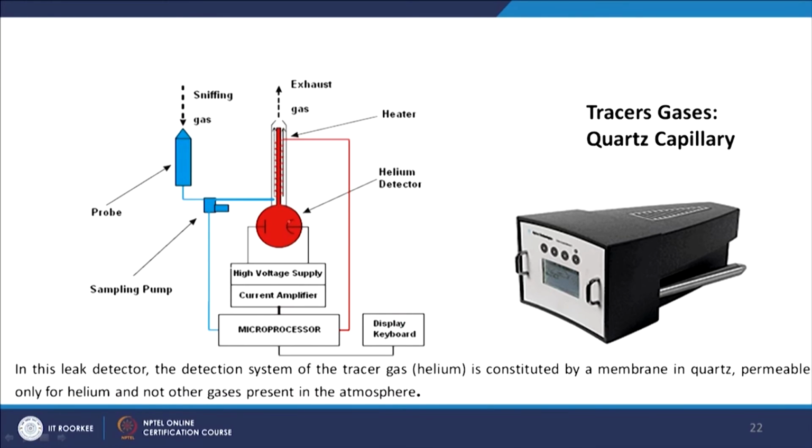And then there is a helium detector. There is a heater inside the system, and whatever gas is emitted from here exhausts through there. In this leak detector, the detection system of the tracer gas helium is constituted by a membrane in quartz, permeable only for helium and not for other gases present in the atmosphere.